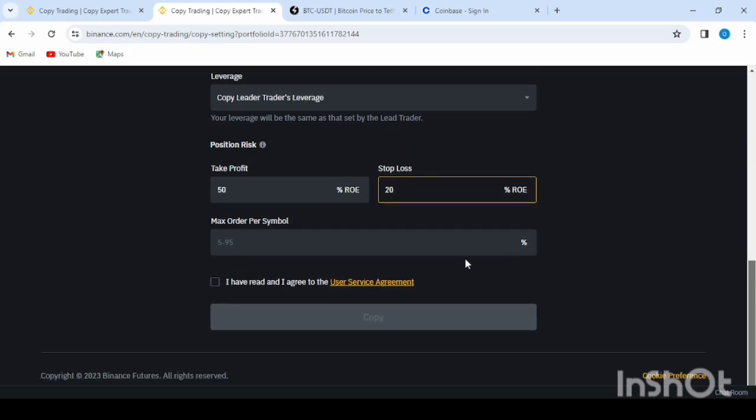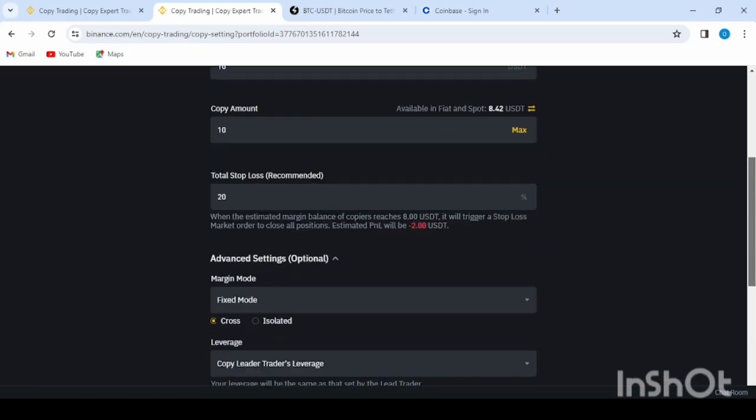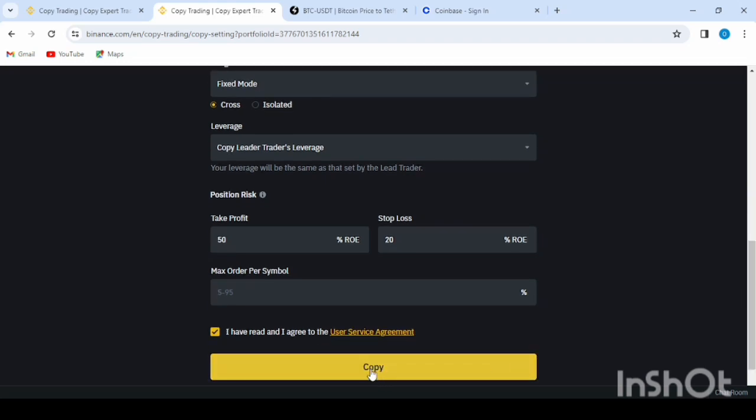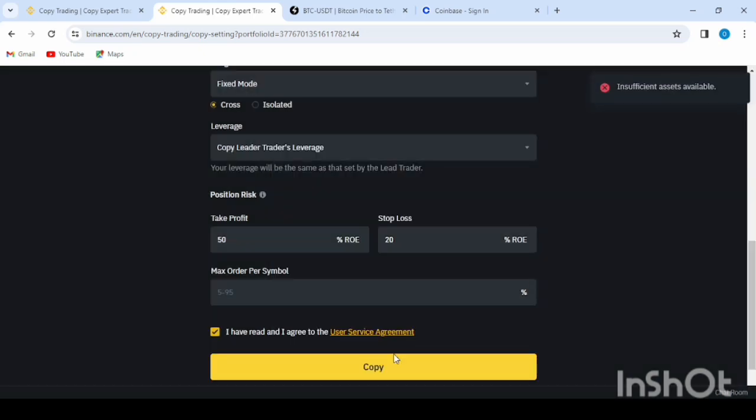So I'll just ignore this, then I'll just click on I have accepted the terms, and then you click on copy. All right, but because there is nothing in this wallet, the trade will not copy. Look at what the message is going to give us here. So this is just the total summary of what we fixed. So the copy amount, the total stop loss, which is 20%, total take profit, which is 50%, and the leverage you're using is the leader's leverage, and the margin is the person's fixed margin. Then you just click on confirm, and the trade is copied. But because there's nothing in the wallet, this is the message we're going to be getting. So at this point we are done.